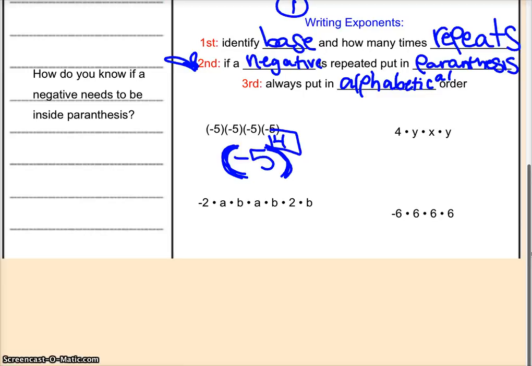So 4xyxy. You leave the coefficient, which is that number, 4, put it in alphabetical order. How many x's do I have? How many y's do I have? 4xy squared. No parentheses. Nobody is living together here. They're just next to each other, okay?